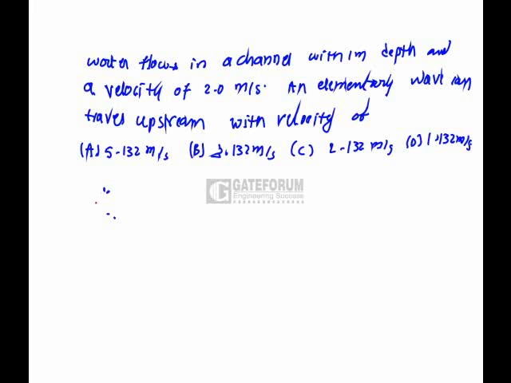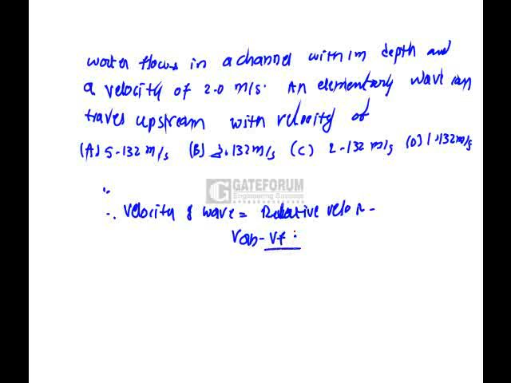So the question is, water flows in a channel with 1 meter depth and velocity is given as 2 meters per second. An elementary wave can travel upstream with a velocity of, we have to find out the velocity of the wave, that is equal to the relative velocity. So v absolute minus v of, if you substitute the depth and the velocity over here, you will get the value of 1.132 meters per second. So option D is correct.